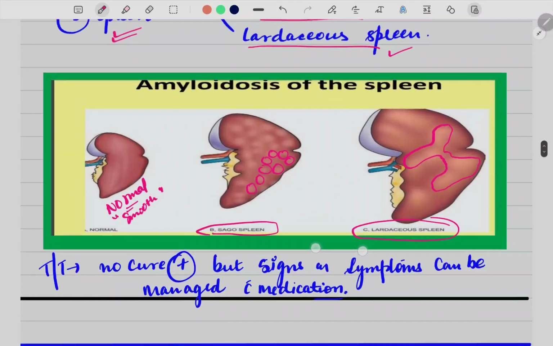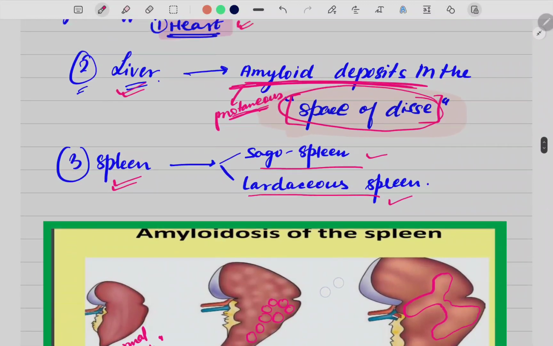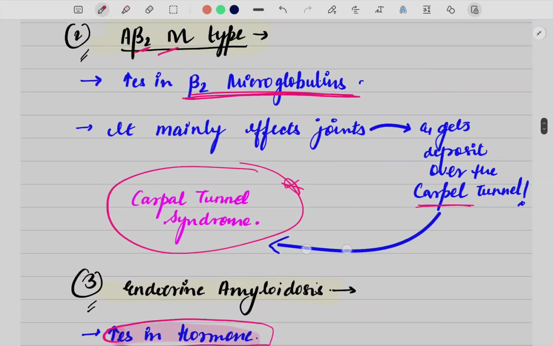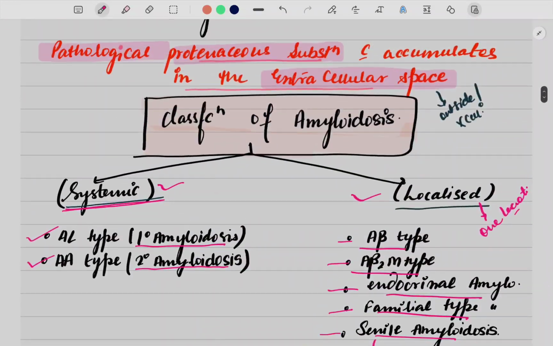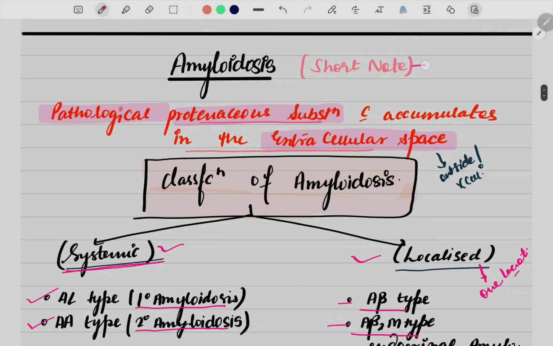There is no cure for this. You need to understand one thing. Amyloidosis is a condition. There is no cure for this condition. If it happens, we can only go with systemic preventions. Okay. There is no cure for amyloidosis. Only systemic care could be done.